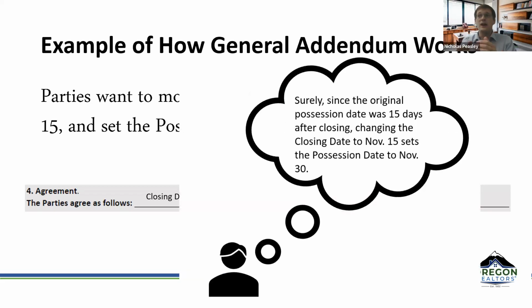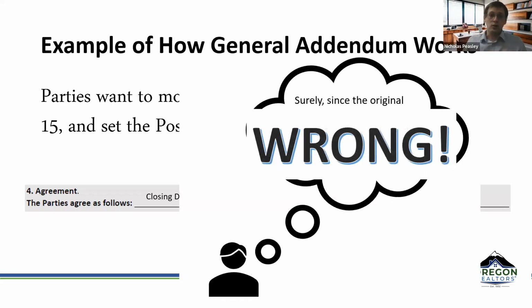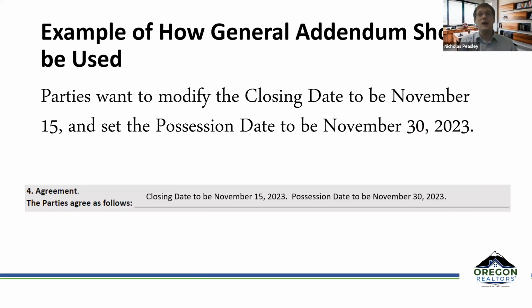And we assume, therefore, that surely since the original possession date was 15 days after closing, if you change the closing date, that'll move the possession date as well, right? That is not how this works. That is simply incorrect. If you want to modify multiple timelines, multiple provisions, you have to specify them. So if I want to move the closing date, I have to say it. Closing date to be November 15th, 2023. Possession date to be November 30th, 2023. I have to specify both of those.